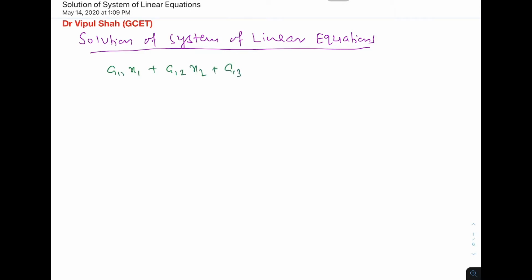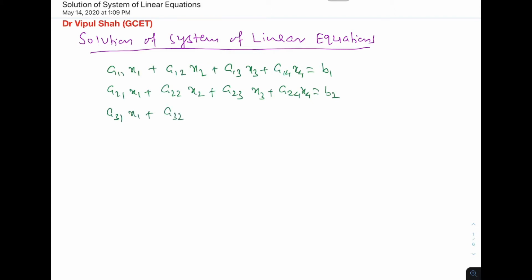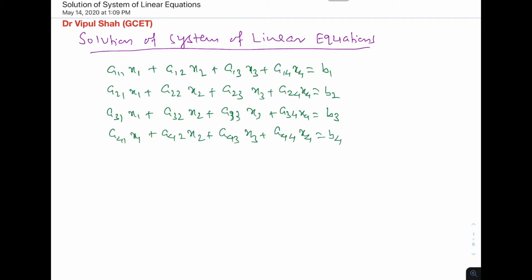So like this, a11 x1 plus a12 x2 plus a13 x3 plus a14 x4 equal to some b1, then a21 x1 plus a22 x2 plus a23 x3 plus a24 x4 equal to say some b2, a31 x1 plus a32 x2 plus a33 x3 plus a34 x4 equal to say b3, say a41 x1 plus a42 x2 plus a43 x3 plus a44 x4 equal to say b4.